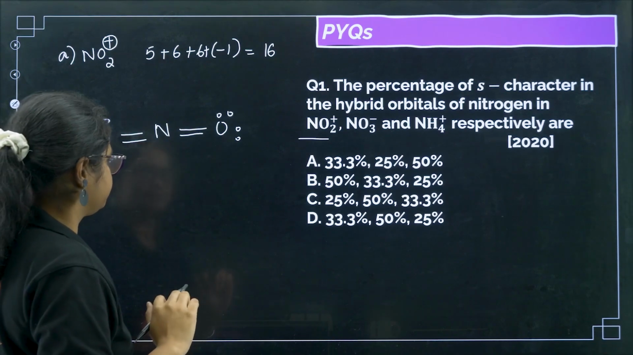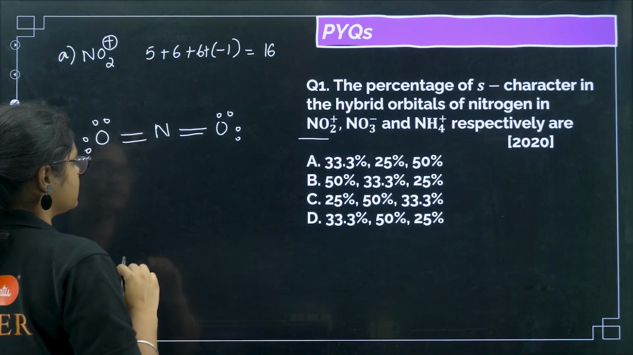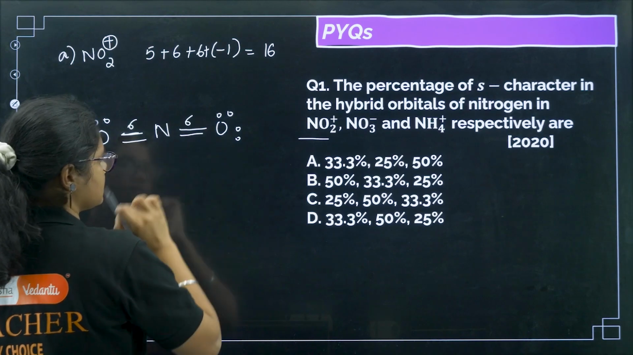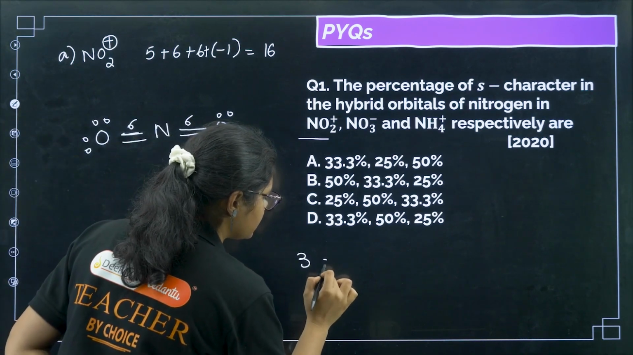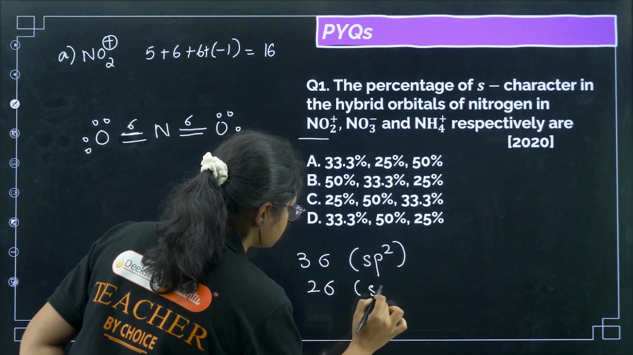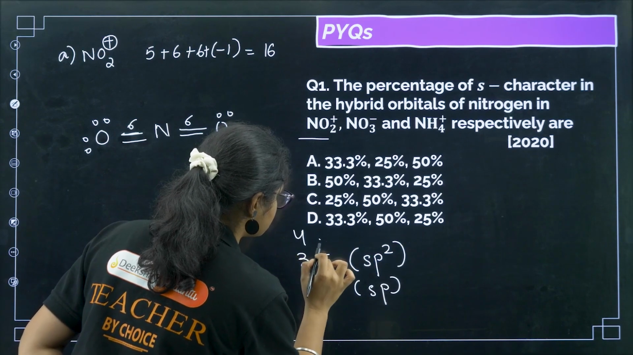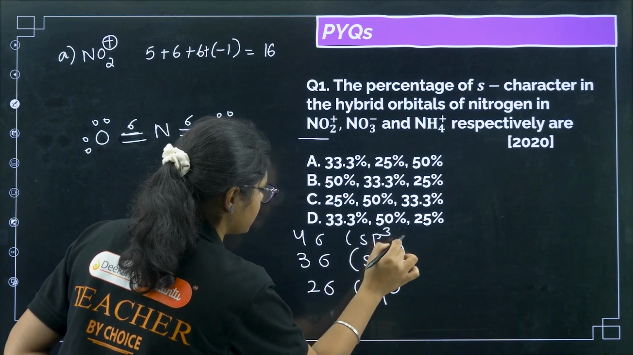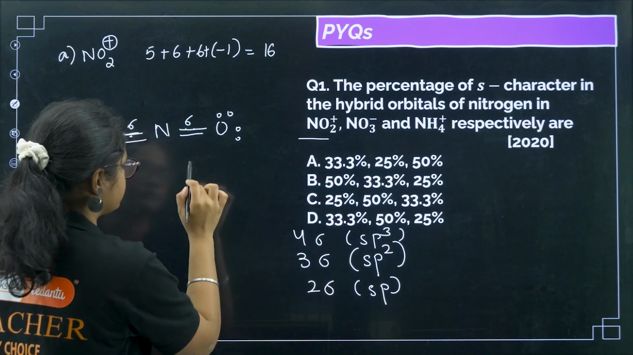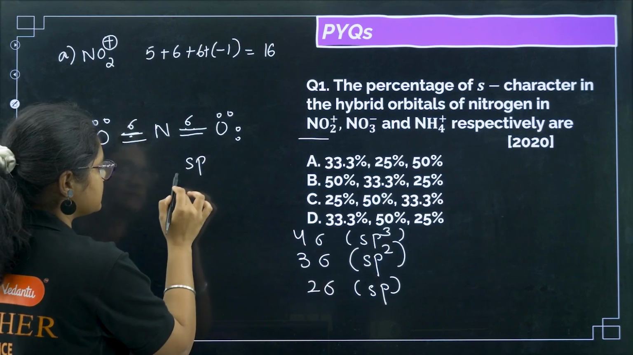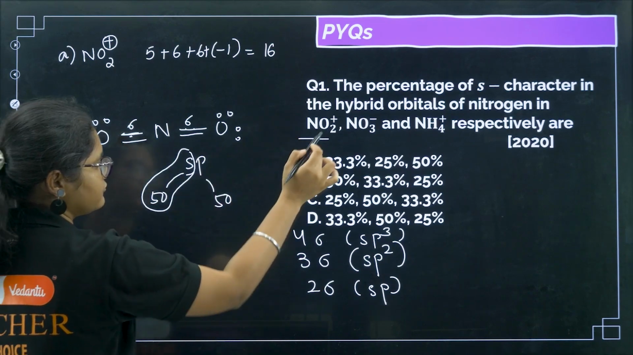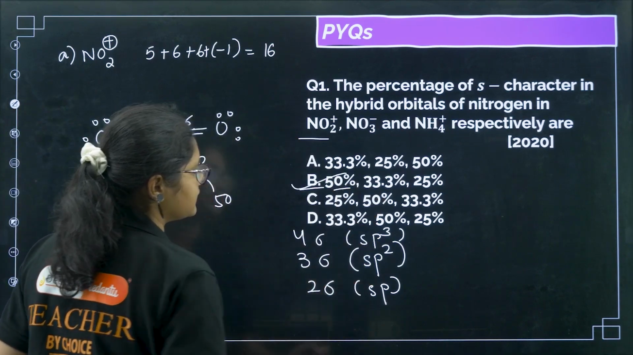So now what can be the hybridization here? We have 1 sigma bond and 1 sigma bond. Just remember, if you have 3 sigma bonds, then hybridization should be sp2. If you have 2 sigma bonds, hybridization is sp, and if you have 4 sigma bonds, then hybridization is sp3. Now there are 2 sigma bonds, so hybridization has to be sp. If total is 100%, s will be 50%, p will be 50%. So s character 50% for the first one. So option B is the correct answer.